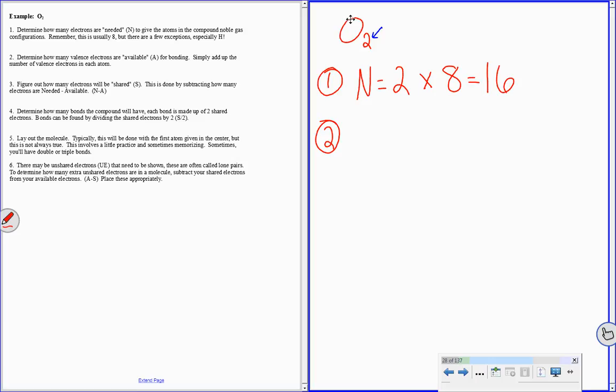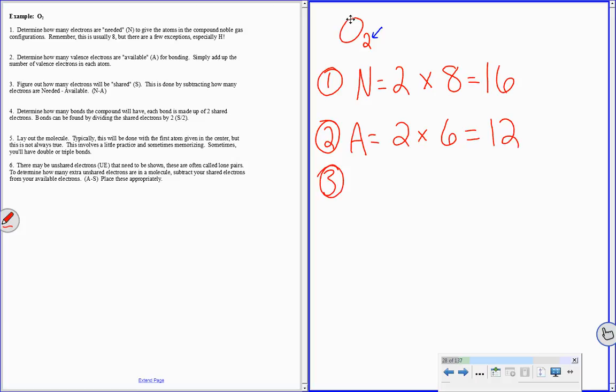For my number of available electrons, I'm simply adding up the valence electrons in each atom. I have 2 atoms of oxygen. I go to my periodic table. Each oxygen has 6 valence electrons. 2 times 6 is 12.